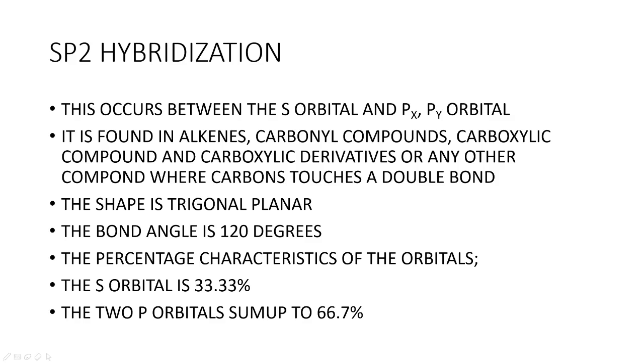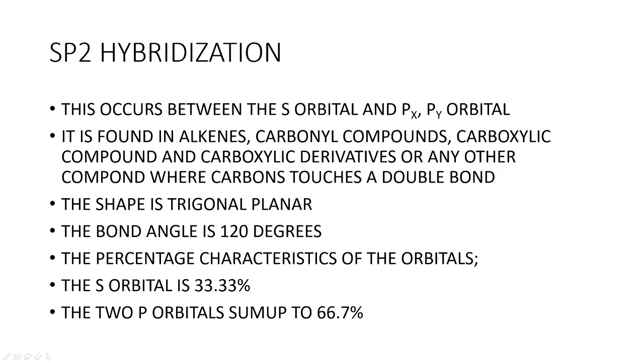This occurs between the s orbital and the px and py orbitals, if I put it that way. These two orbitals actually combine with the s orbital to form the sp2 hybridization. This hybridization is found in alkenes, carbonyl compounds, carboxylic acids, and carboxylic derivatives. Carboxylic derivatives include esters, amides, alkanoyl halides, and alkanoyl anhydrides. I mean acyl anhydrides and all those types of compounds.